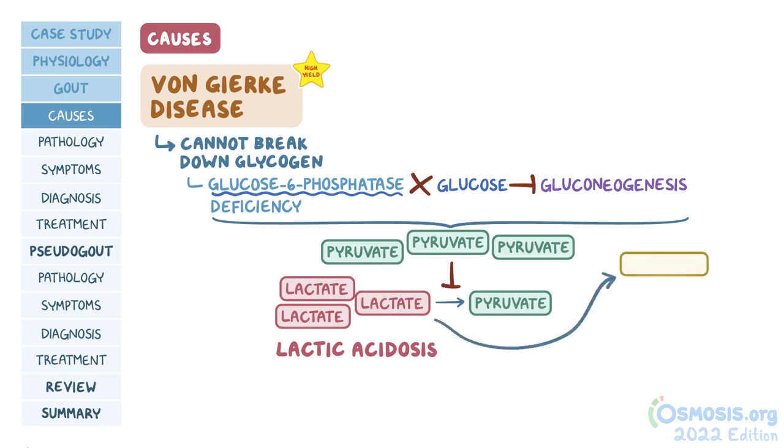Since lactic acid competes with uric acid for transport in the renal tubules, uric acid excretion decreases, so it also builds up in the body.